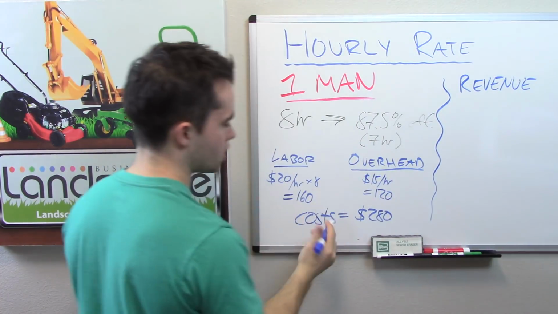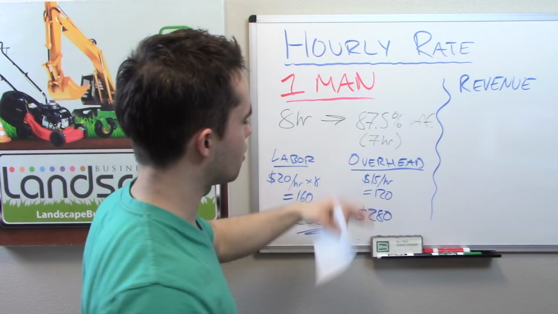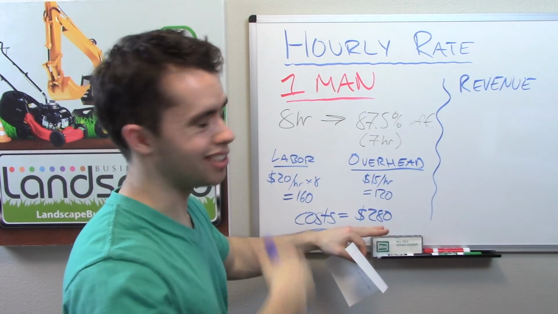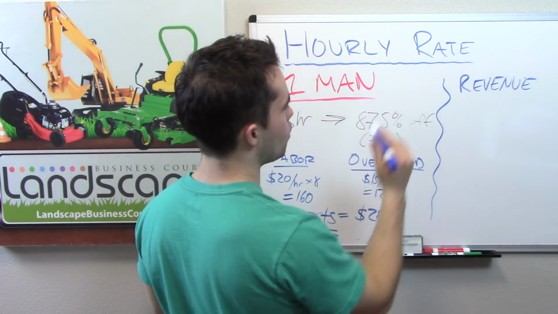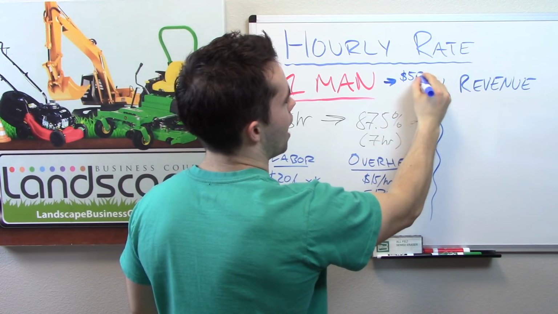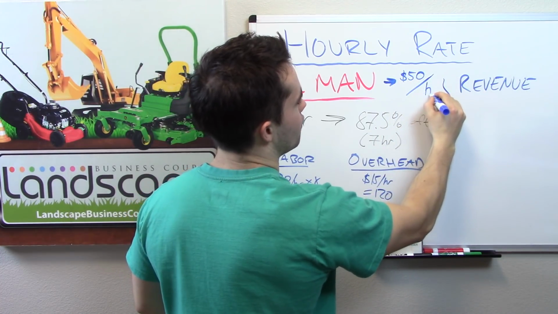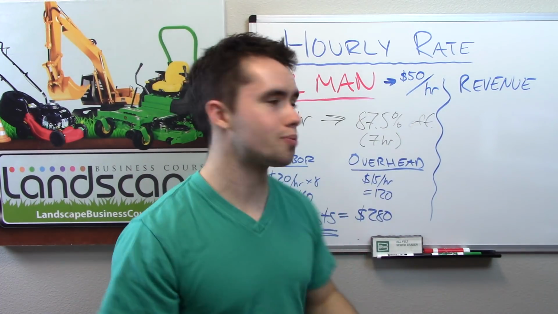So over here we've got cost, the total cost to employ this person and give them equipment and all that stuff for mowing, the gas, insurance, etc.: $280. The revenue, on the other hand, we are going to assume that this individual has an hourly rate of $50. So essentially, we are charging the client $50 per hour to be there.